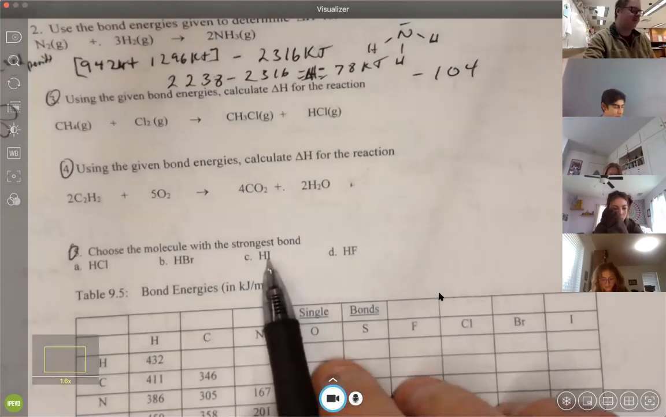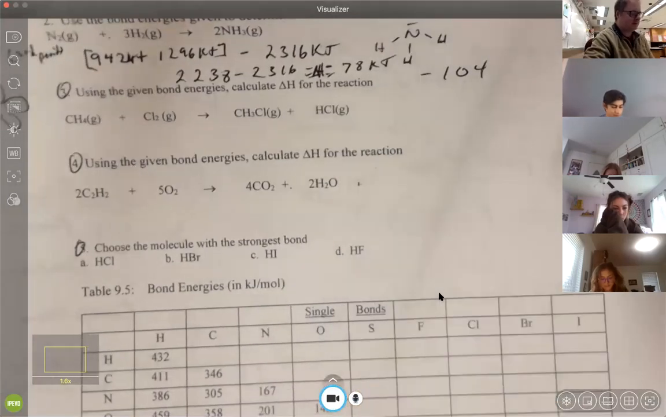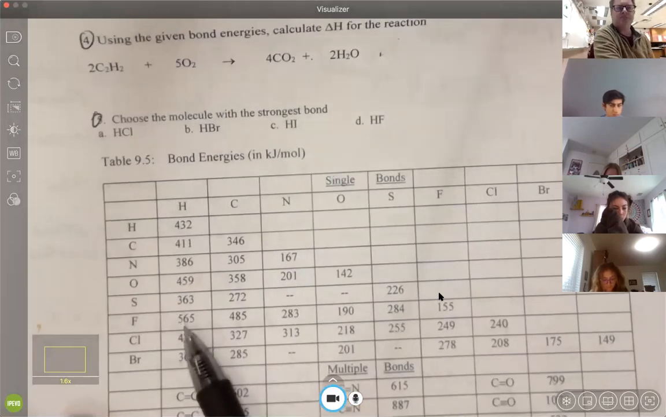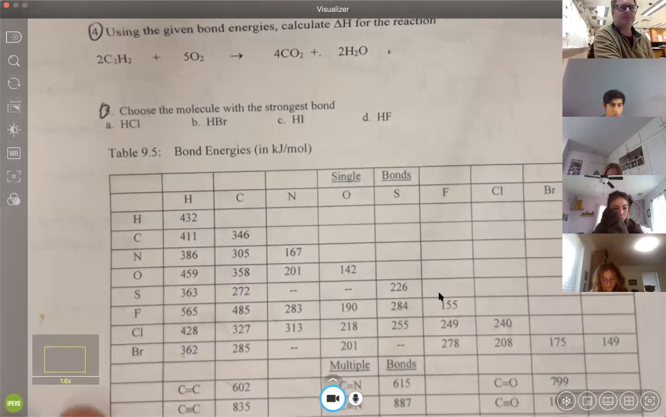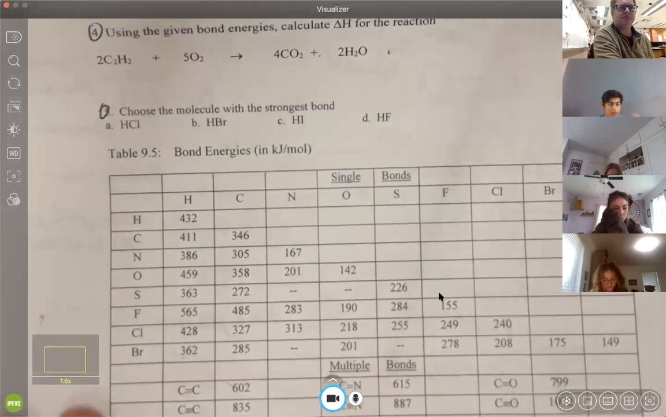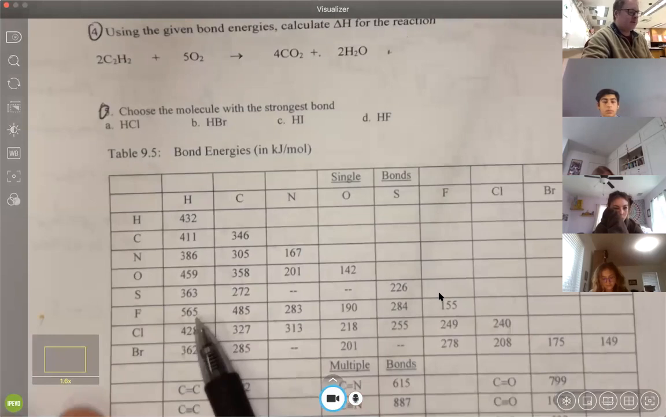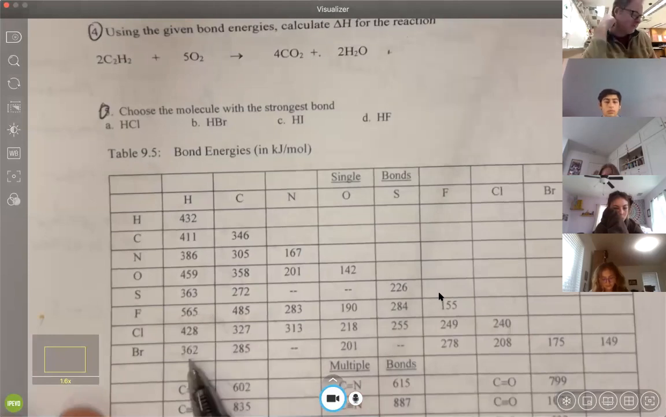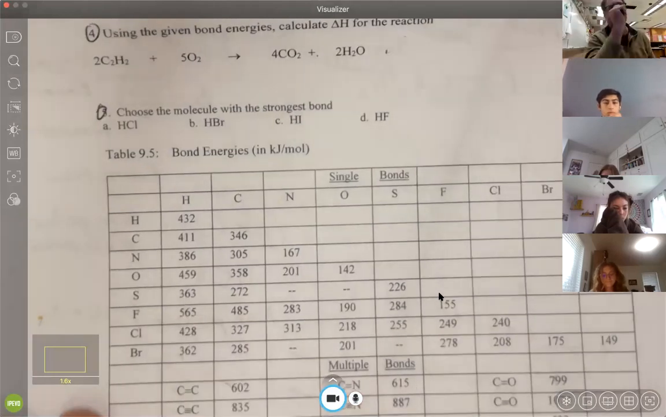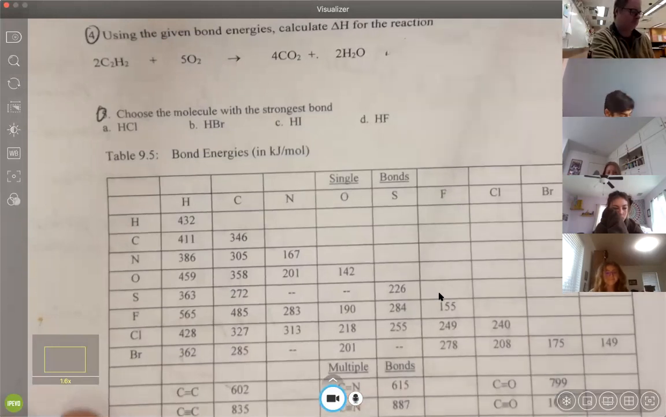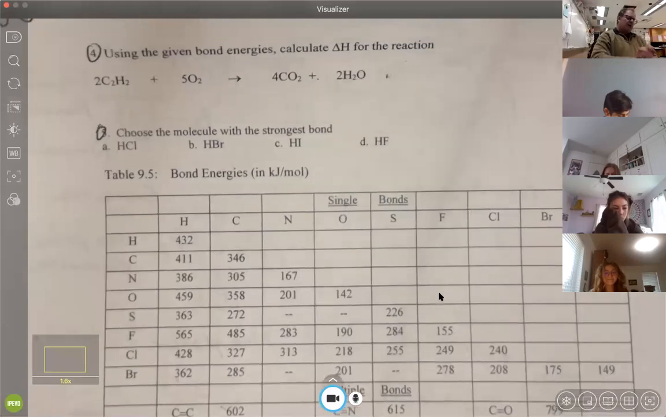Can anybody tell me why fluorine has the greatest bond energy with hydrogen and iodine has the weakest? Does it have higher electronegativity? You got it. As we go down in electronegativity from fluorine to chlorine to bromine, the attraction force is weaker, so it won't take as much energy to break that bond. Excellent.